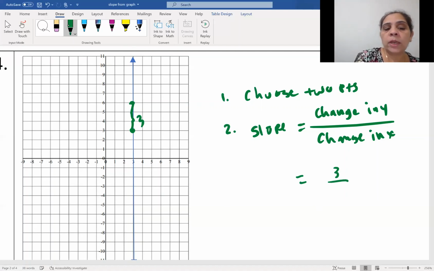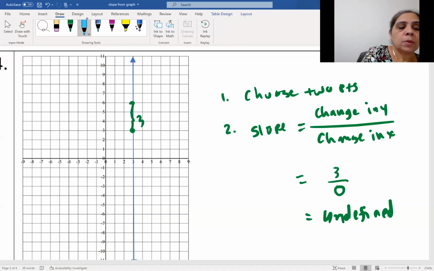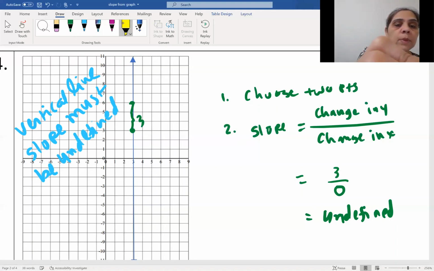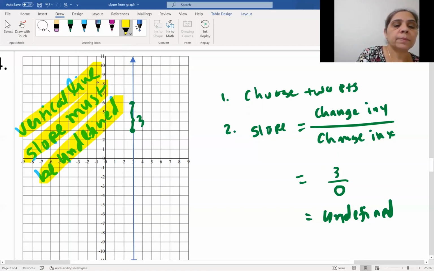Do you need to travel horizontally? No, so it is 0. If we have denominator 0, the answer is undefined. So for any vertical line, slope must be undefined. You can remember this. Slope must be undefined.